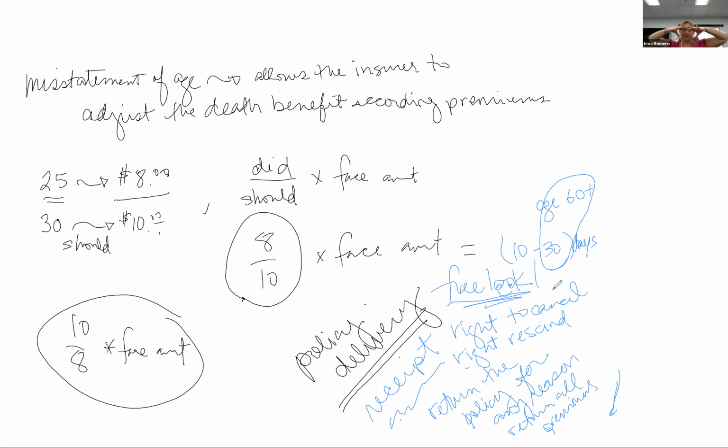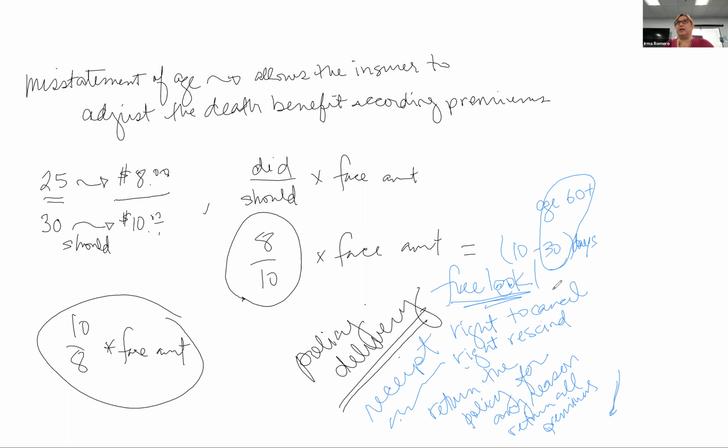Ready to get the movement into your body. So the free look period allows the policy owner to return the policy for any reason. What reason? Any reason. How many days? 10 to 30. And then what do you get back? All the premium.